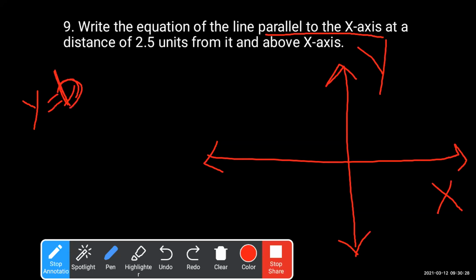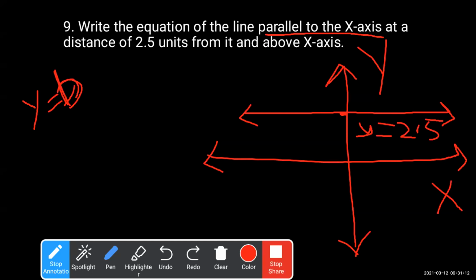Why? Because it is parallel to the x-axis. Parallel to the x-axis means it will lie on the y-axis. Now, where will it lie? At a distance of 2.5 units from it and above the x-axis. Above the x-axis means the point will lie here, so it will look like this. Since it lies on the y-axis and is parallel to the x-axis, it will be y equals 2.5.